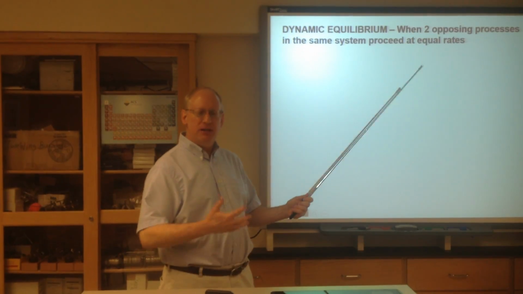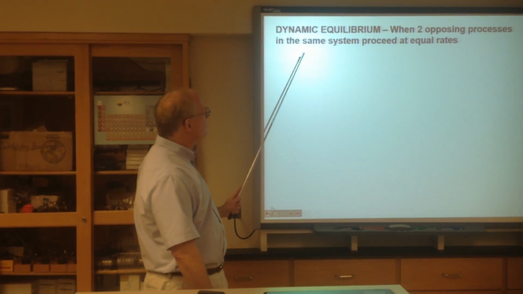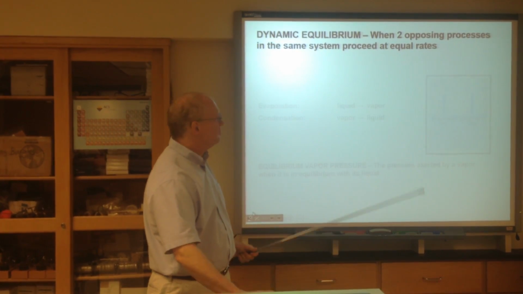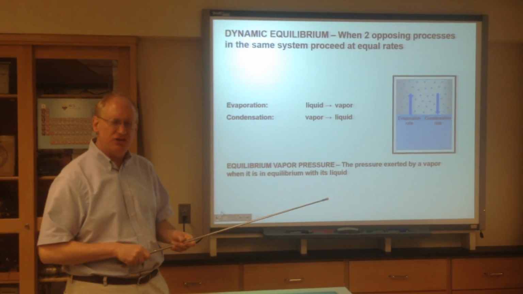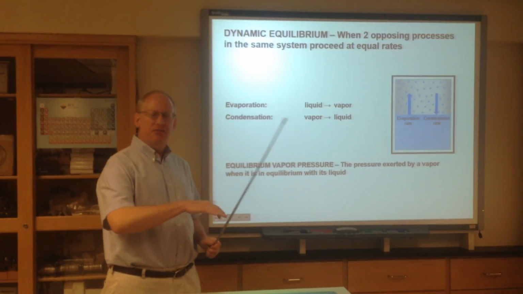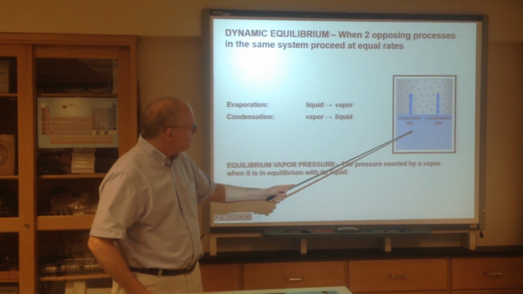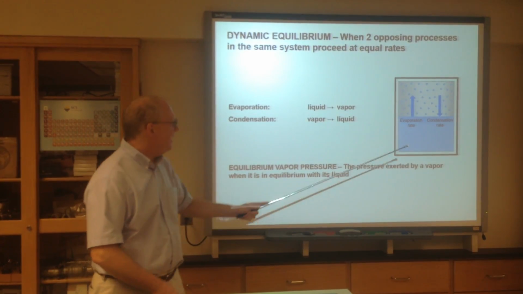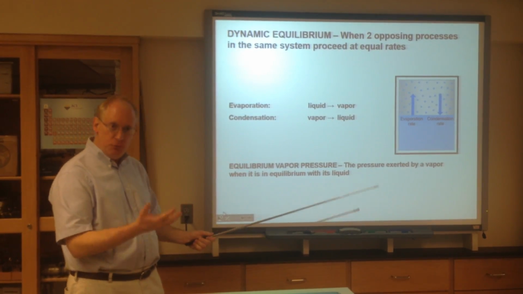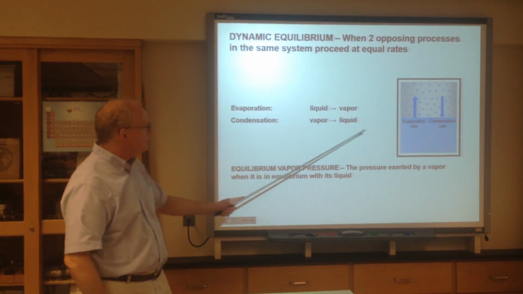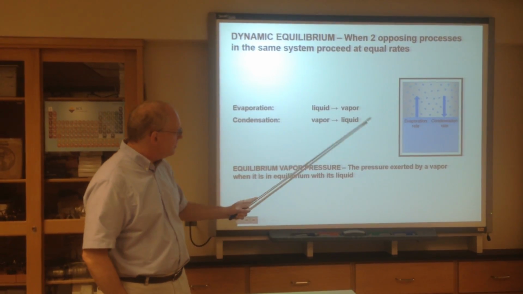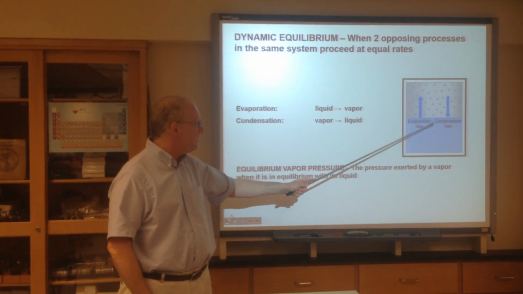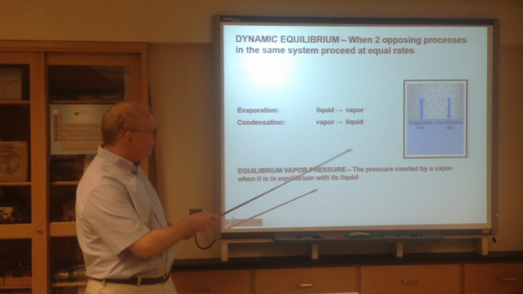Dynamic equilibrium occurs when two opposing processes in the same system proceed at equal rates. And again, the example we saw was just the establishment of a vapor pressure in gas phase above a liquid phase material. So you have two processes going on: evaporation, where the liquid molecules go into vapor phase, and condensation, where the vapor molecules come back into the liquid phase.